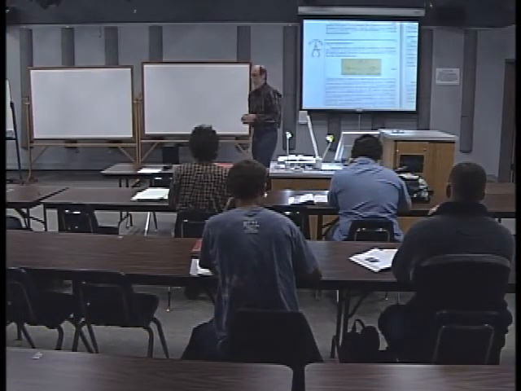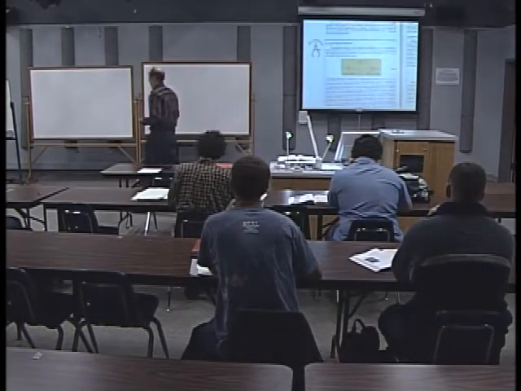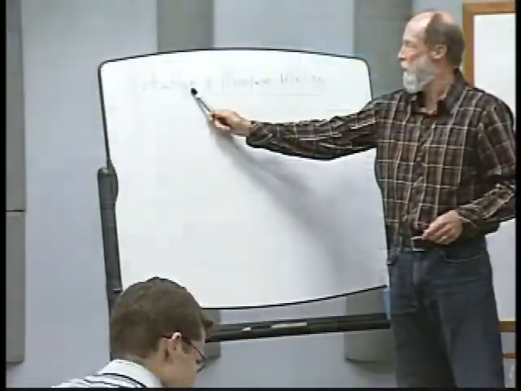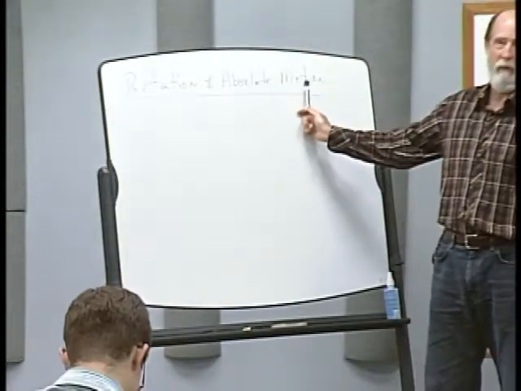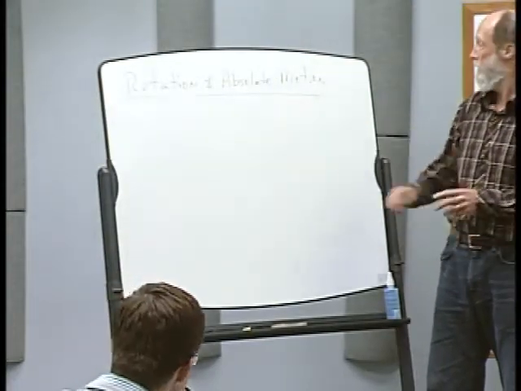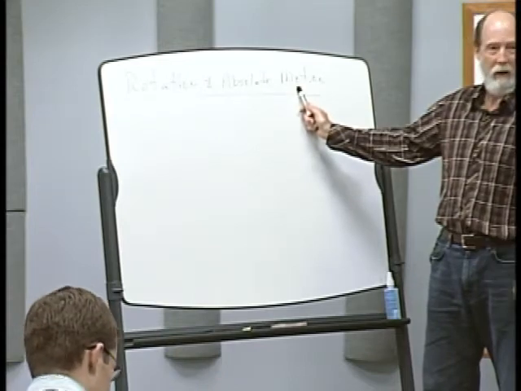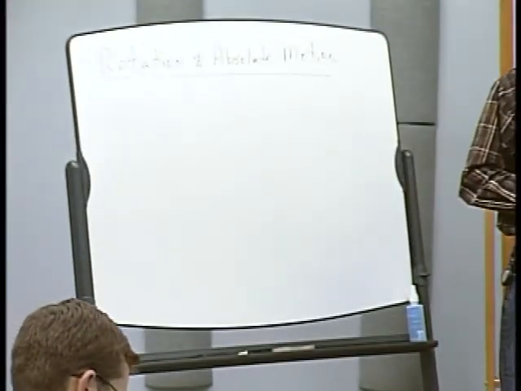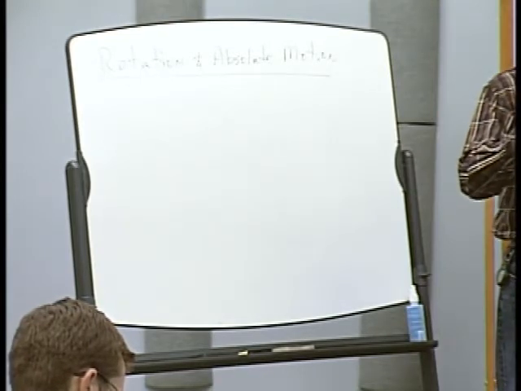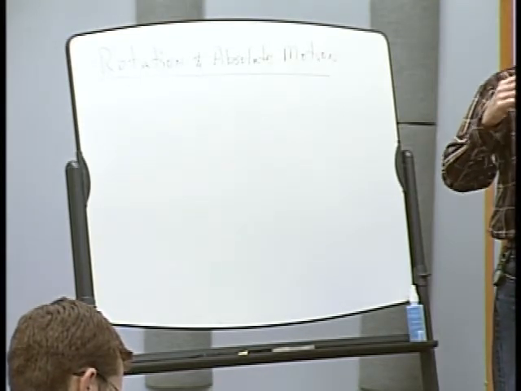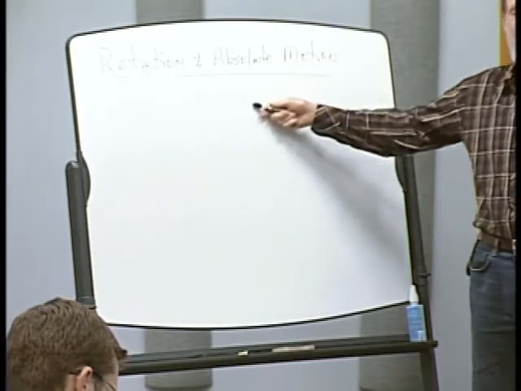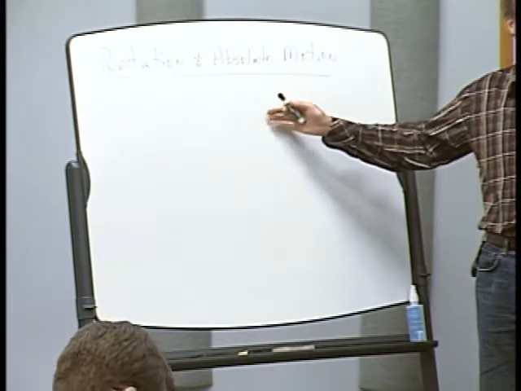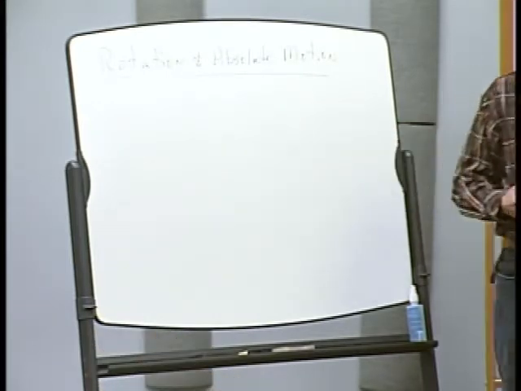Okay, so today what we're going to do is continue on with the discussion about rotation, rotational motion, and then absolute motion. What we're going to end up seeing here is we're going to come up with a geometric type of description of what we see in a mechanism, and then using that geometric description, we will then take derivatives to find out the velocity and acceleration information we need.